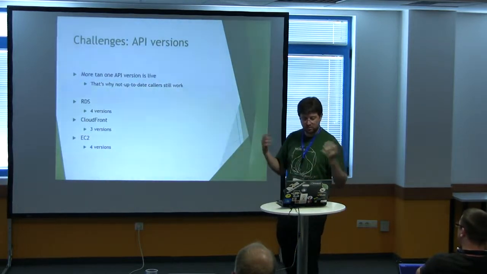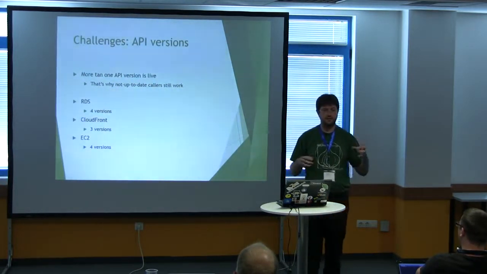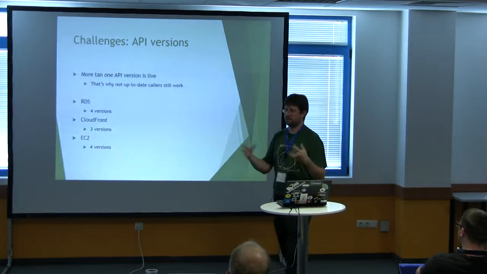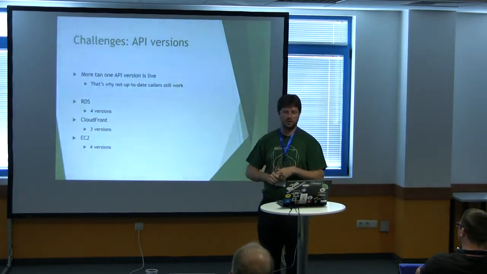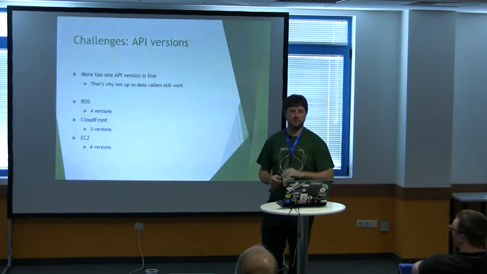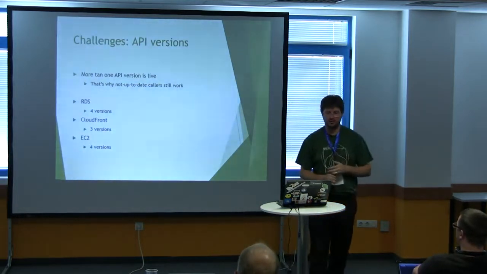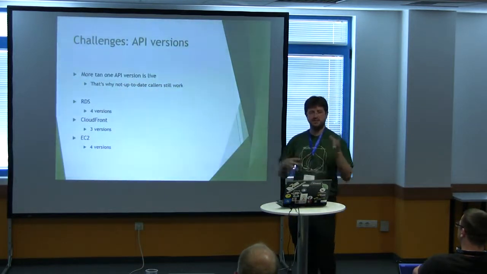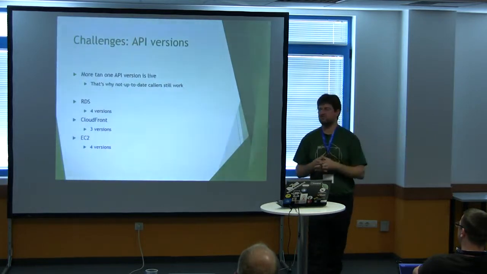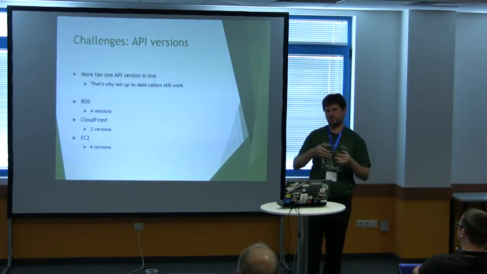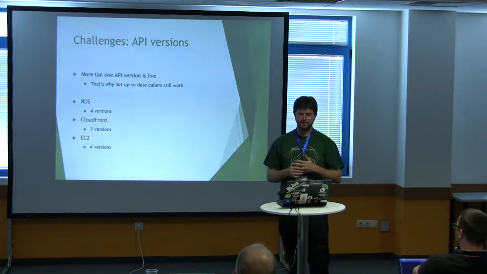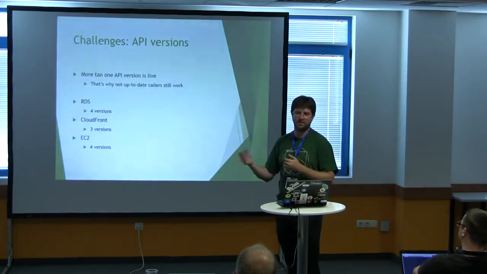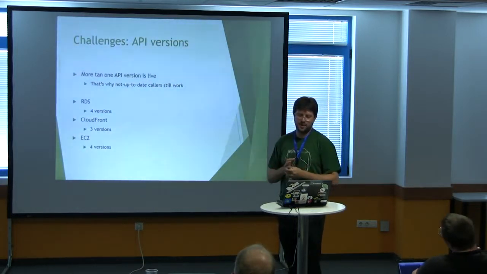So, like RDS, the relational database service, you basically say, I want a MySQL, and they will set up some virtual machines with MySQL running on them. It has 4 API versions. Wow. CloudFront 3, EC2 4. But some SDKs do support the old versions. I decided, why not just support the actual versions and always be on the latest version of the API.